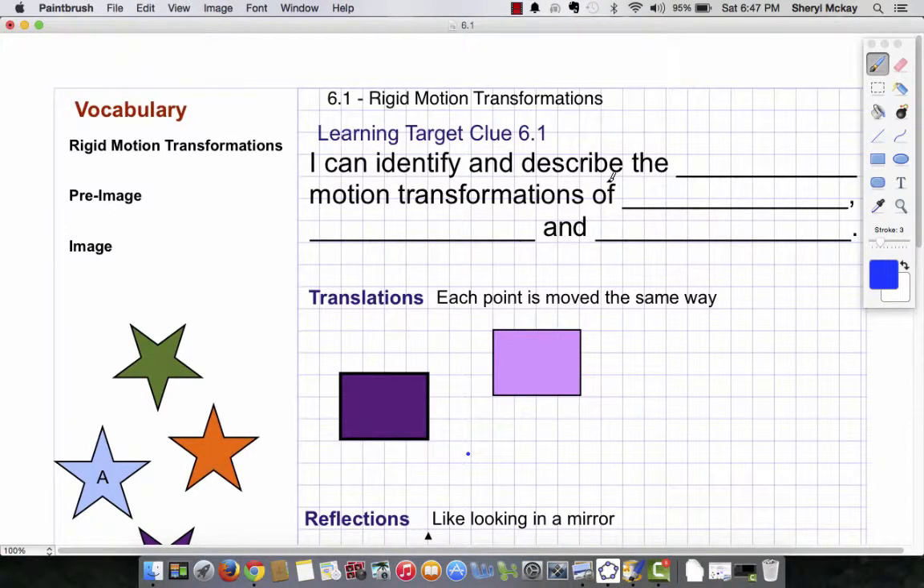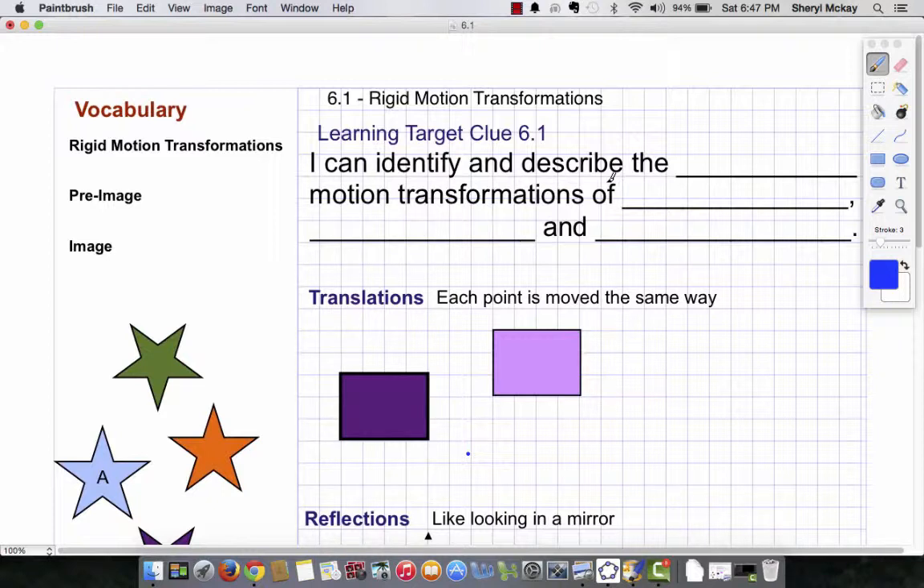Greetings, detectives. Mrs. McKay here, and it's time for us to begin our case 6, which is all about motion. And we're going to start with clue 6-1, which is about rigid motion transformations. And this is just a quick little intro to the 3 different types.